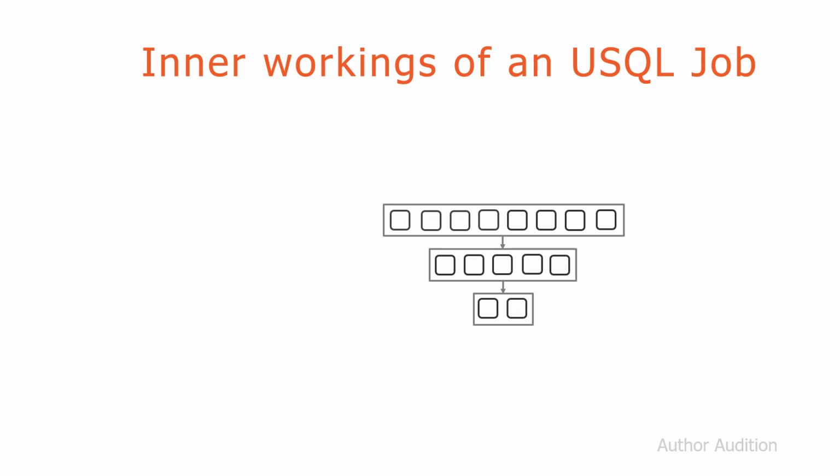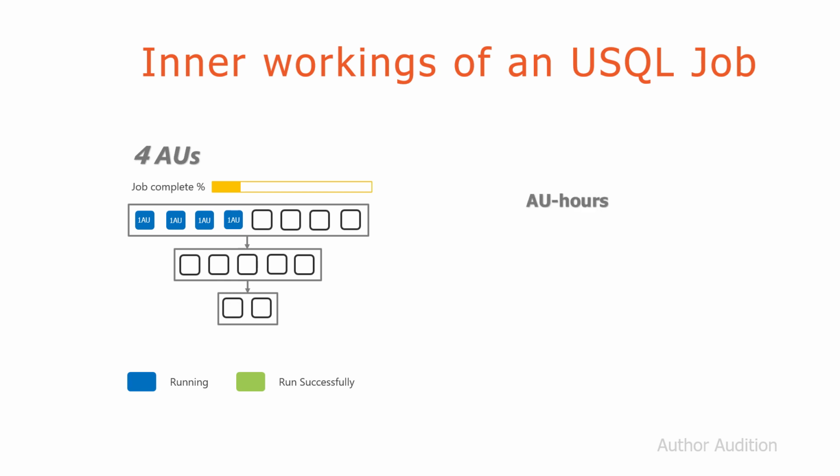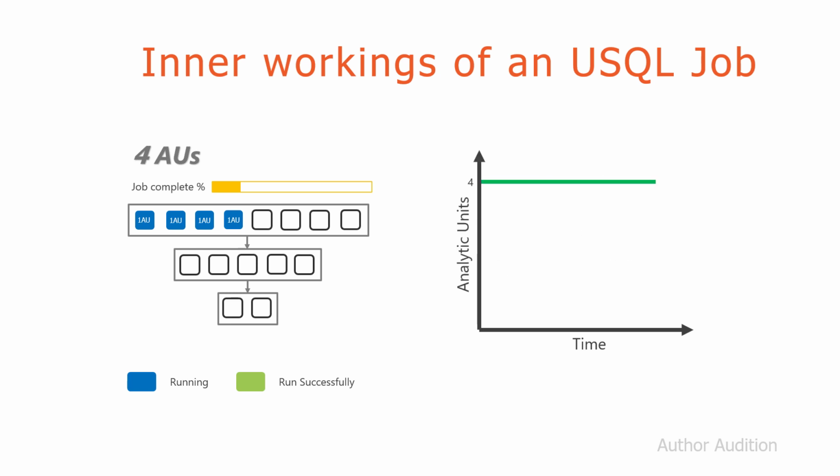Let's assume I submit a job with a parallelism of 4 AUs. When the job starts, 4 AUs will be assigned to 4 vertices and they will start running. Now, at the same time, the job accumulates cost, so let's look at the cost graph. In Data Lake, the cost is measured in AU hours, which is the product of the time taken to execute the job and the number of AUs allocated. The green line indicates my AU allocation, and the area of the blue rectangle indicates the cost accumulated till now. And note that none of the AUs are idle at this stage.